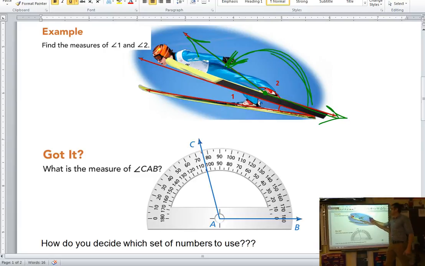This arc right here, what approximately did you get when you measured that angle? Elena? 160, around 160 or 165. So right around there, 160 to 165. Any other questions from 10.1 that didn't quite make sense yesterday?